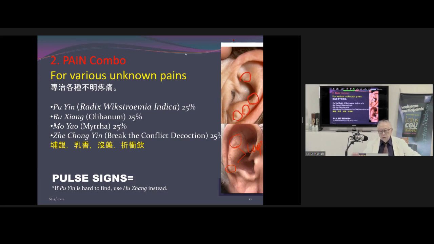then you simply save yourself a lot of trouble. Just use this pain combo for various unknown pain. But how do I make the diagnosis to know that there's a pain in the patient's body? We can use the ear sign if you're not too sure about my pulse diagnosis.